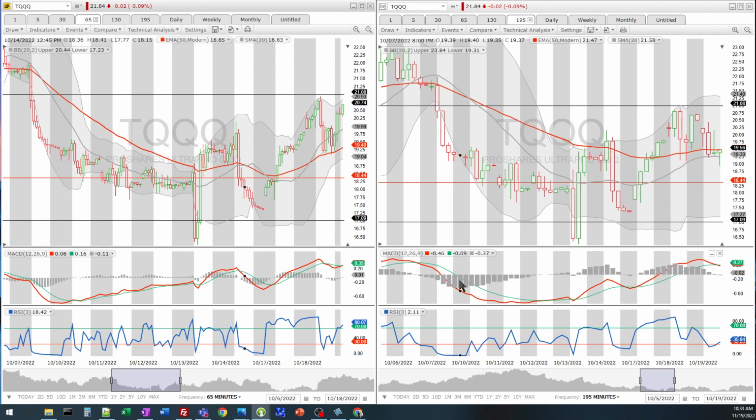Now, on the 195 minute, down, down, down, down, down, trying to come up a little bit, but it's still well below zero. Okay, honestly, when you're this far below zero and you're trying to come back up, this is a good example. It's trying to get back to zero. It's close to zero.